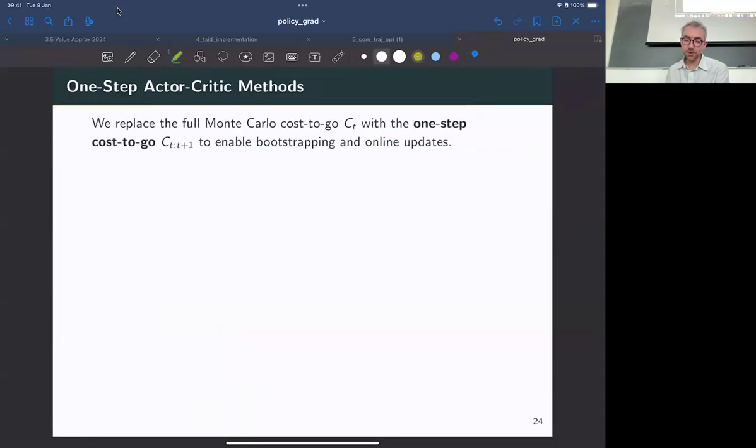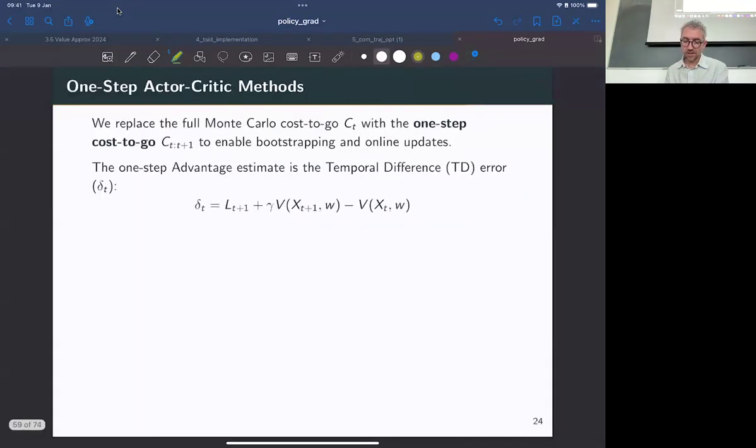So how do we do that? Well, so far we have used the complete cost to go in the gradient estimate. We can simply replace the complete cost to go with a one-step prediction of the cost to go based on the current value approximation. Same principle that we applied when introducing temporal difference learning a couple of weeks ago. So this is going to be the one-step advantage estimate.